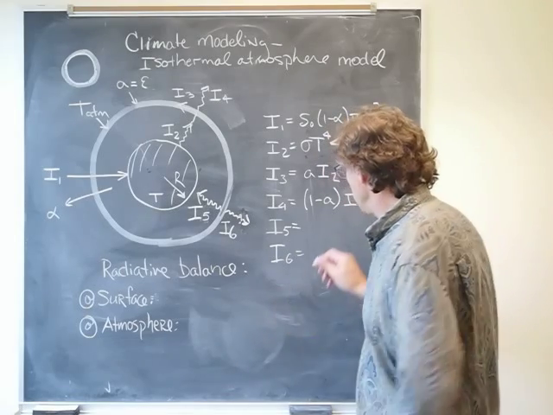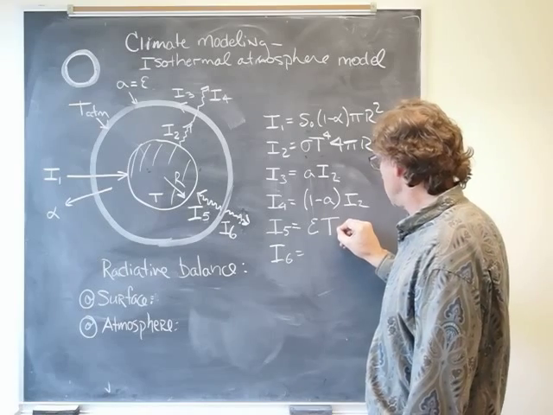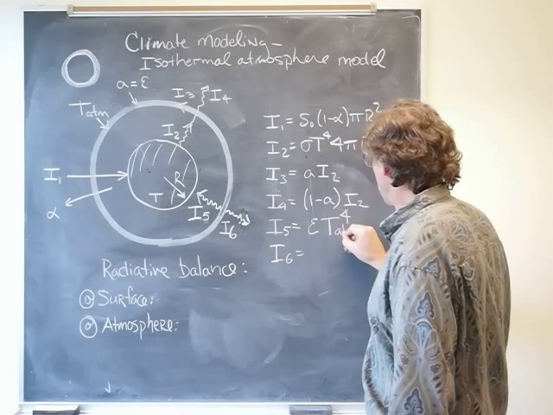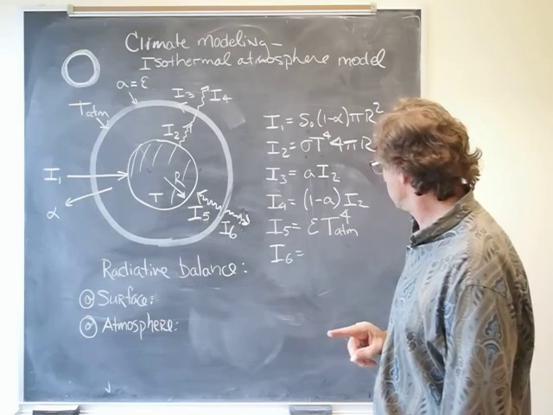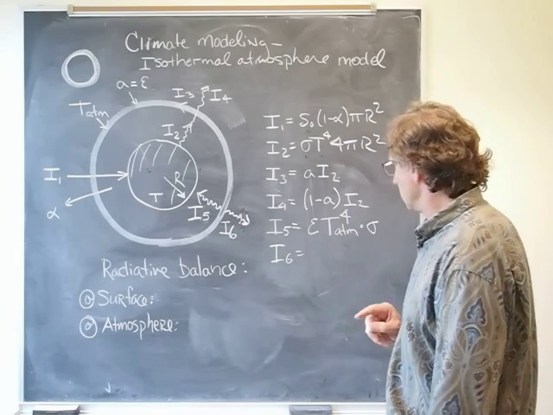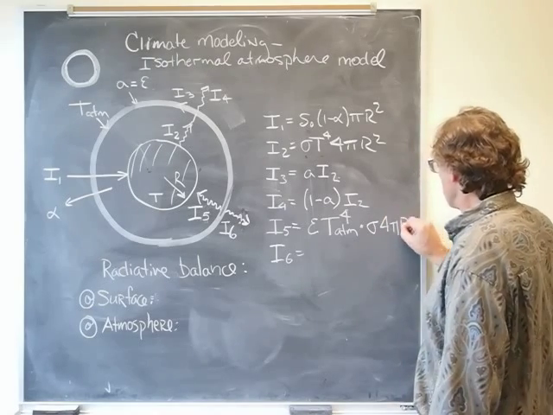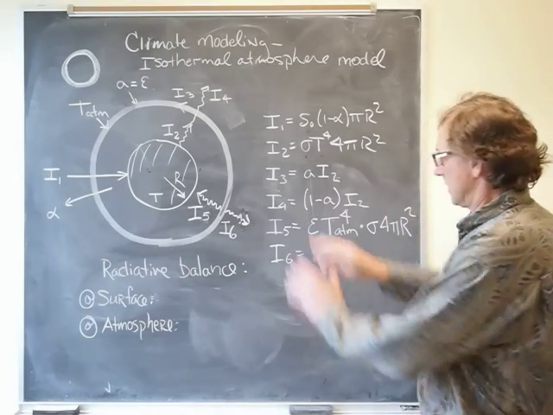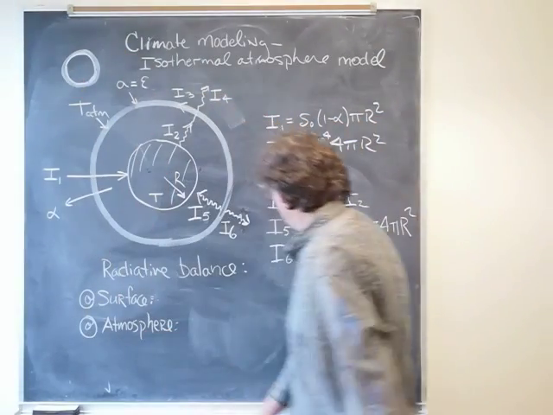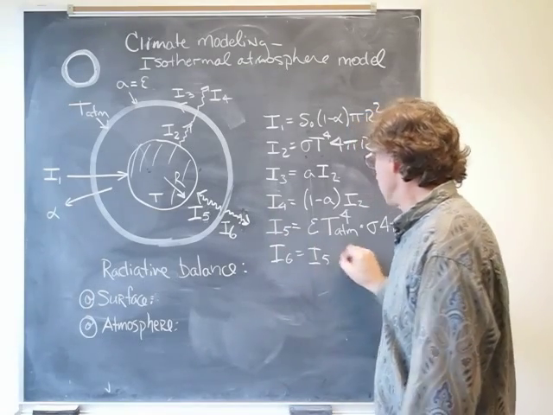Well, a gray body emitter, we know that's epsilon times T to the fourth, but which temperature? Well, that's got to be the temperature of the atmosphere, so I'll write it down this way. Temperature of the atmosphere, and times sigma. We need a sigma times T to the fourth. And, of course, we need a 4 pi r squared because that's the surface area of the planet. Remember that the atmosphere is really just as big as the planet. And, of course, I6, as we've said, is just equal to I5.